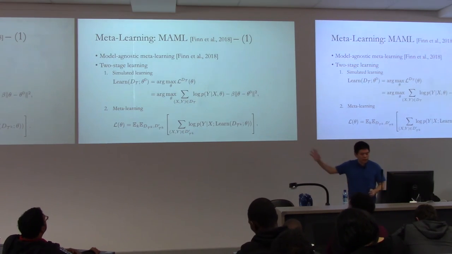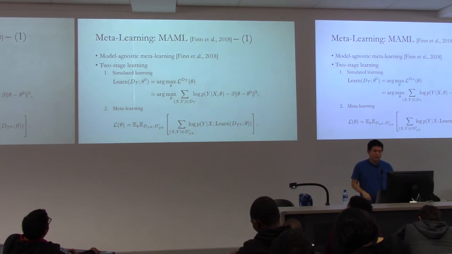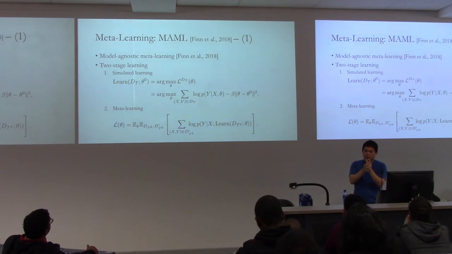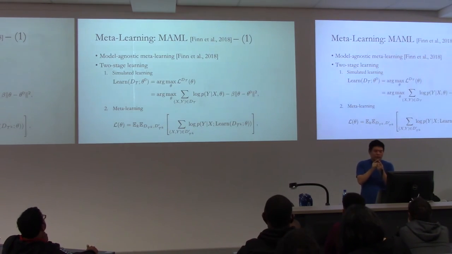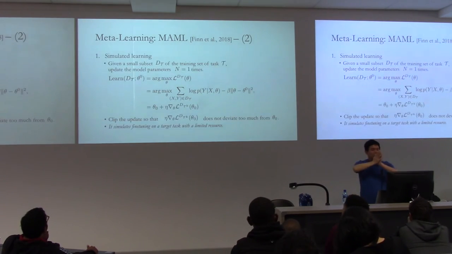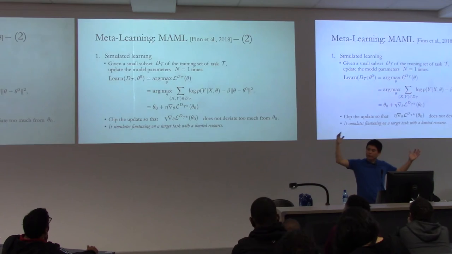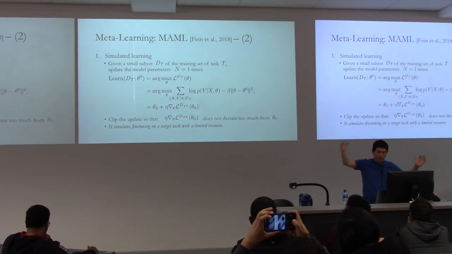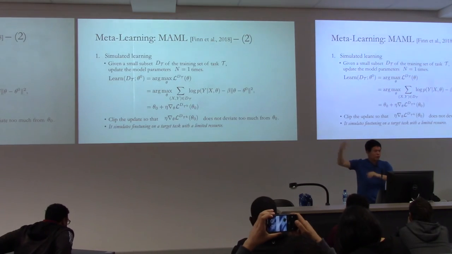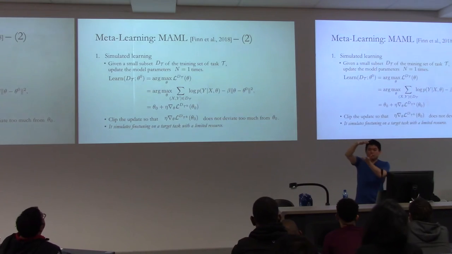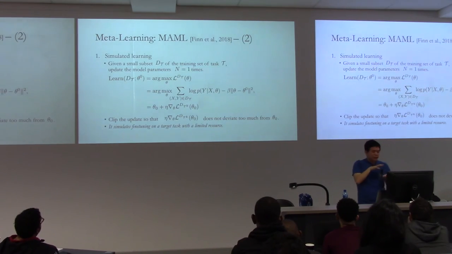So let's quickly talk about this MAML idea. It's a usual SGD, but at each time step we have two stages: one is the simulated learning, and the second is the actual meta-learning. In the simulated learning, we have multiple tasks. We pick one task uniformly at random, and then within that task we select a mini-batch. That's going to be our training mini-batch.